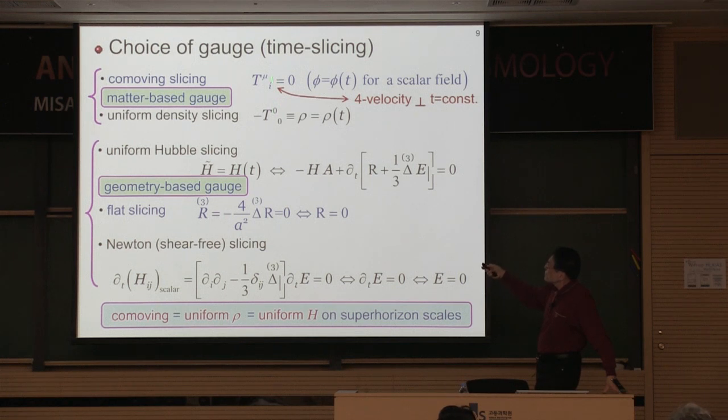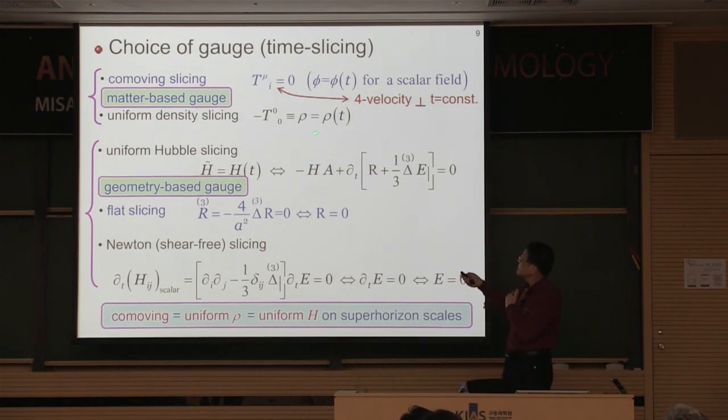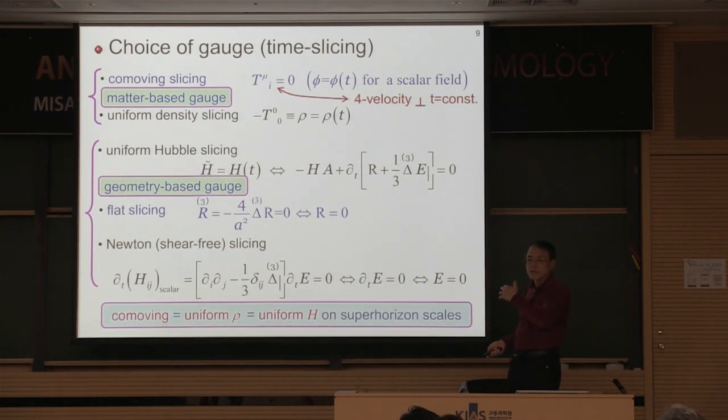These are closely related, but in this case, as I commented, you may not be able to choose this once you try to go to the nonlinear level. This definition may not apply because this is not a coordinate which you can always choose. Sometimes there's no way to choose this, but this is just a scalar condition, so it's very easy to choose. Sometimes, instead of comoving slicing, if you go to the nonlinear level, it's better to choose the uniform density slice, and their differences are minimal, very small.